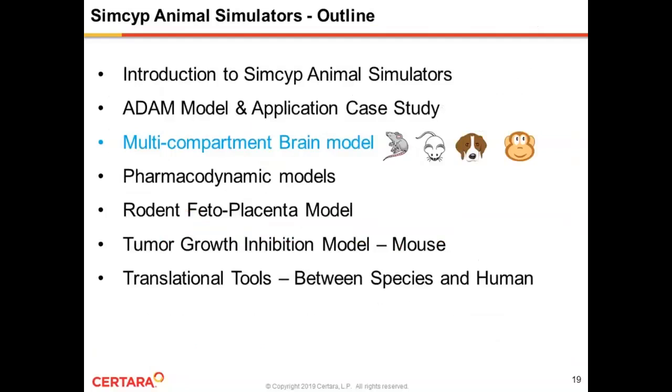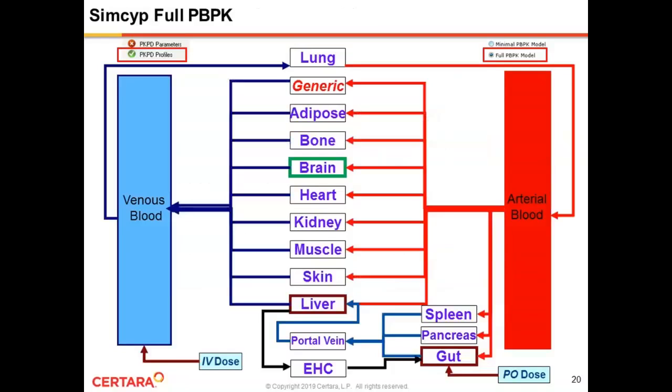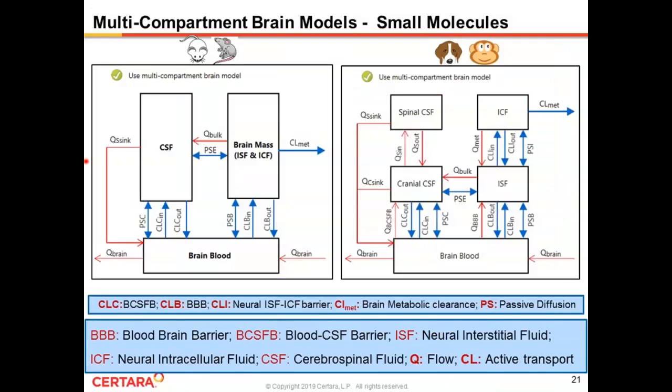The next thing that we will be looking at is the multi-compartment brain model that we have in all the animal species. The multi-compartment brain model is a part of the overall PBPK framework, wherein you can see that all the tissues are connected to each other via the arterial and the venous blood flows, and the permeability limited tissues, or the tissues wherein you can model the effect of transporters, are lined by a dark border. And as you can see here, the brain is lined by the green border, which signifies that it's a permeability limited tissue.